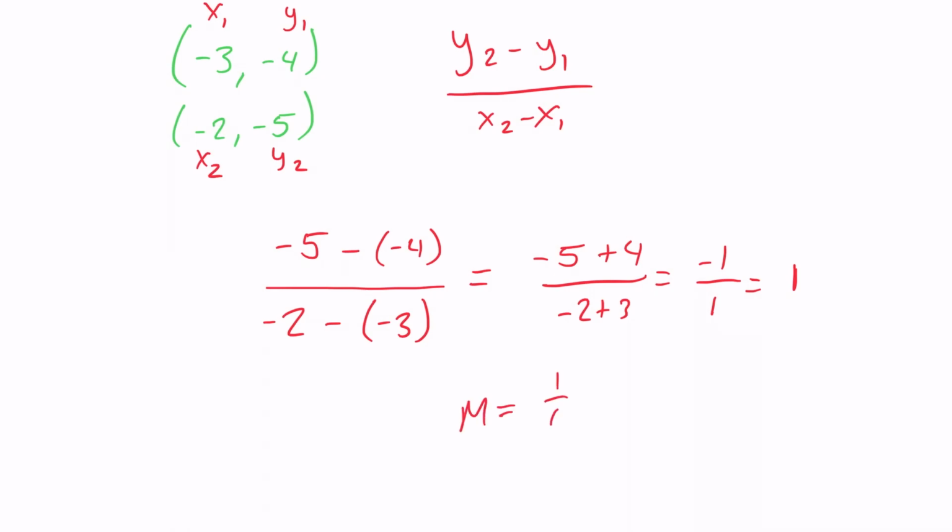That means our slope is m equals negative 1 over 1, or m equals negative 1. And that is how we find the slope of a line.